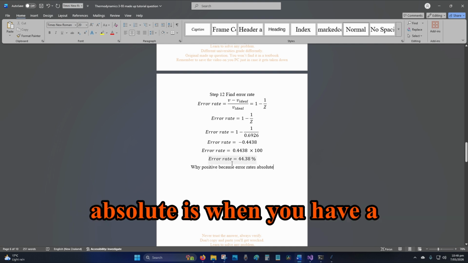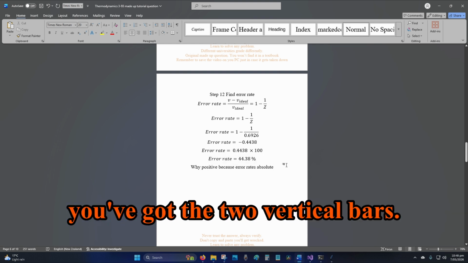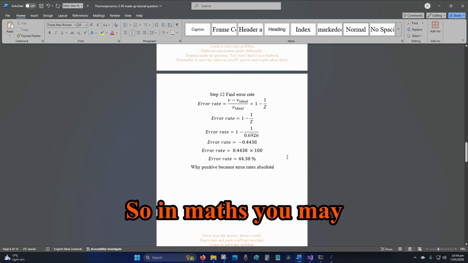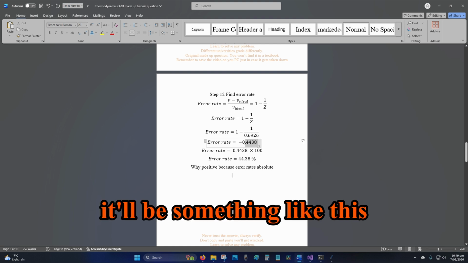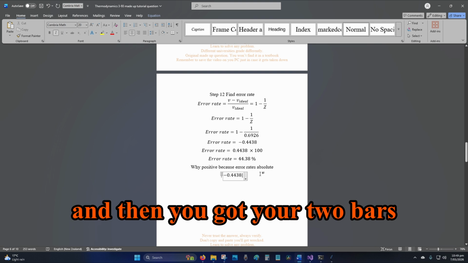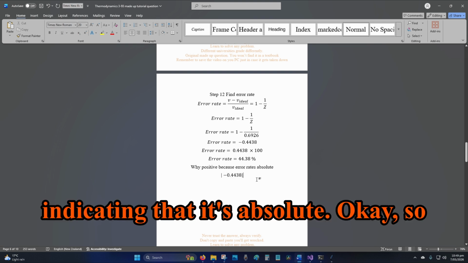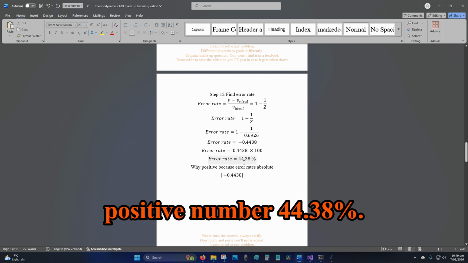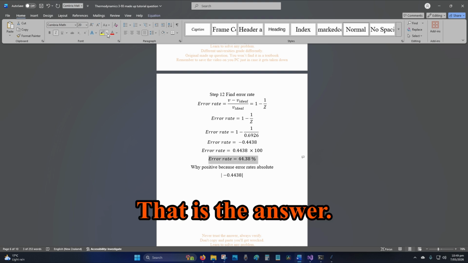Absolute is when you have a negative number and you've got the two vertical bars. In maths you may have seen it like this, something like this, with two bars indicating that it's absolute. So the positive number 44.38%. That is the answer.